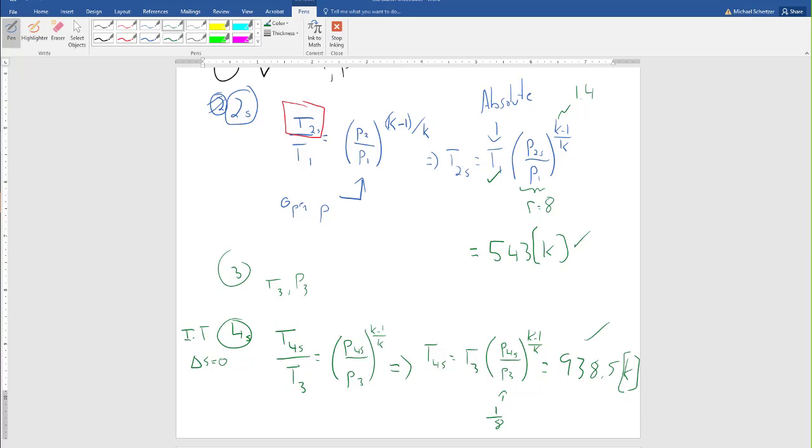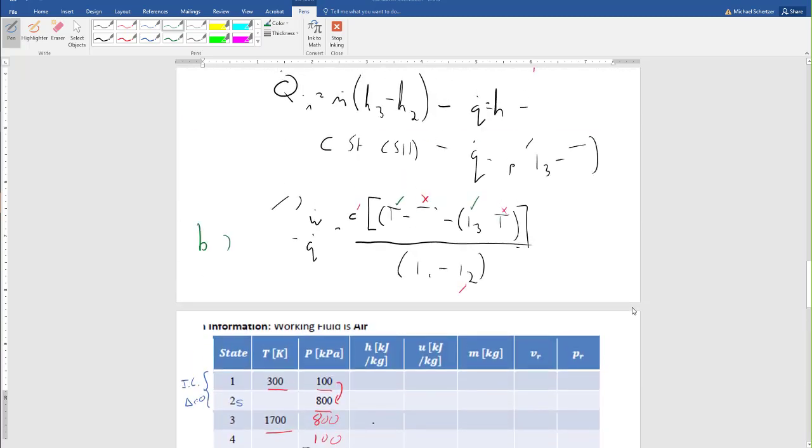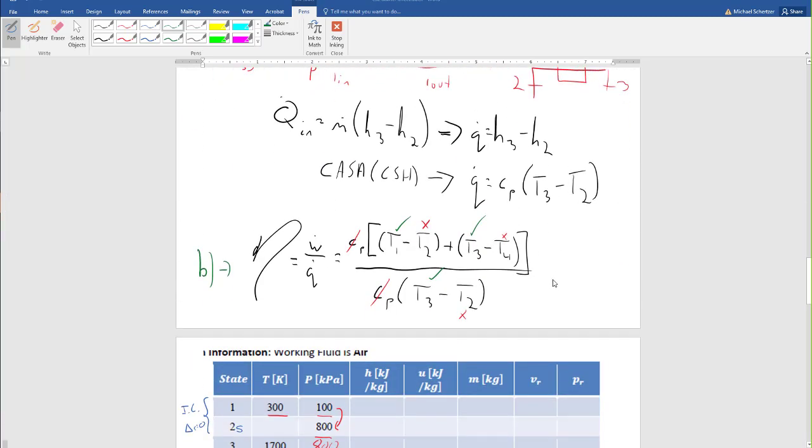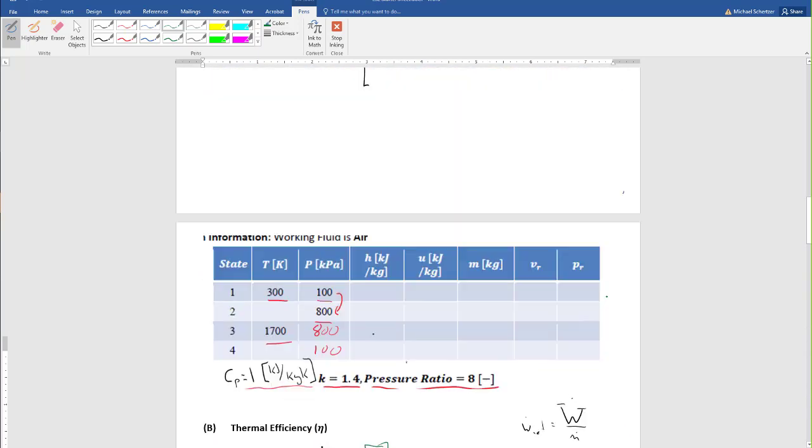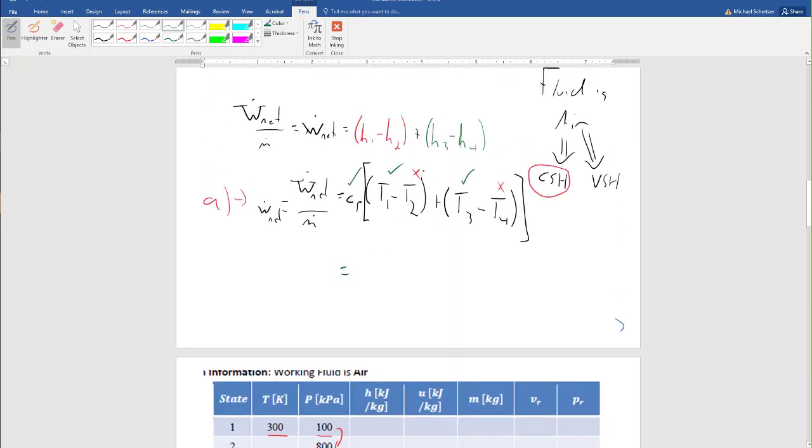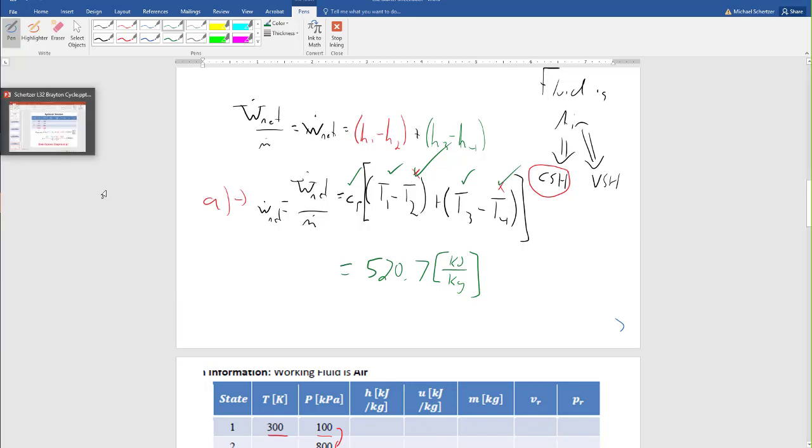So now that I know T2S and T4S, I can go back up here. I find that my thermal efficiency ends up being 44.8%, and that my net power per unit mass, which I have an expression for up here, right? Because now I found these temperatures, right? This is going to be 520.7 kilojoules per kilogram. And that's how you do a basic Brayton cycle that was at constant specific heat.